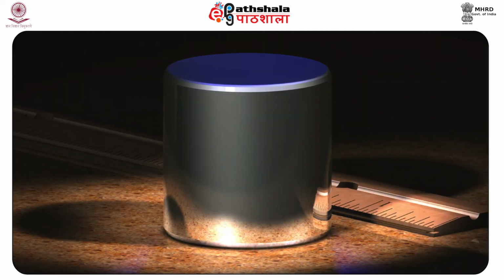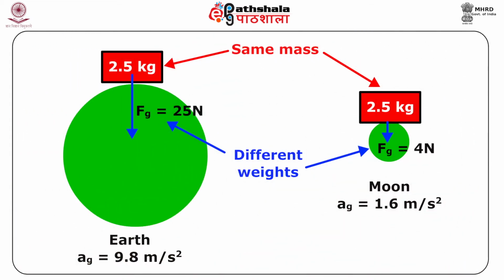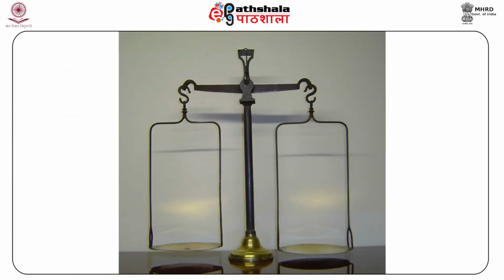Mass can be defined as the quantity of substance in an object. If an object is taken to a planet other than Earth, its weight will change because of the difference in gravity, but its mass will remain the same. In a laboratory, mass is determined by using balances.